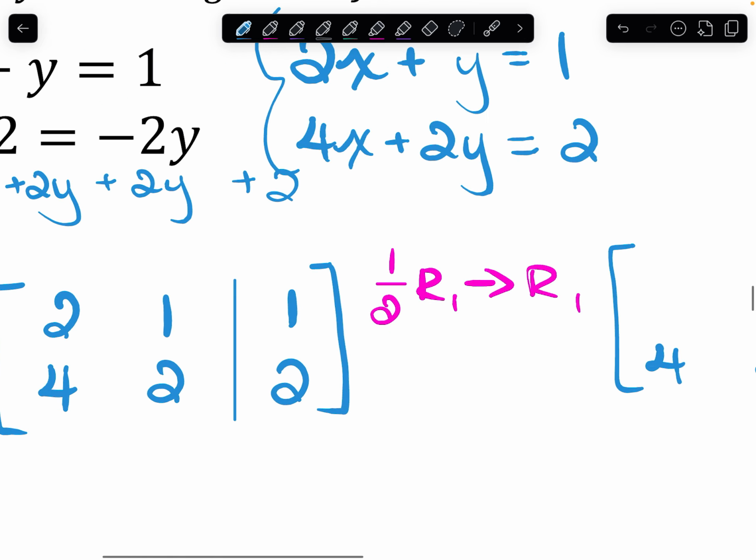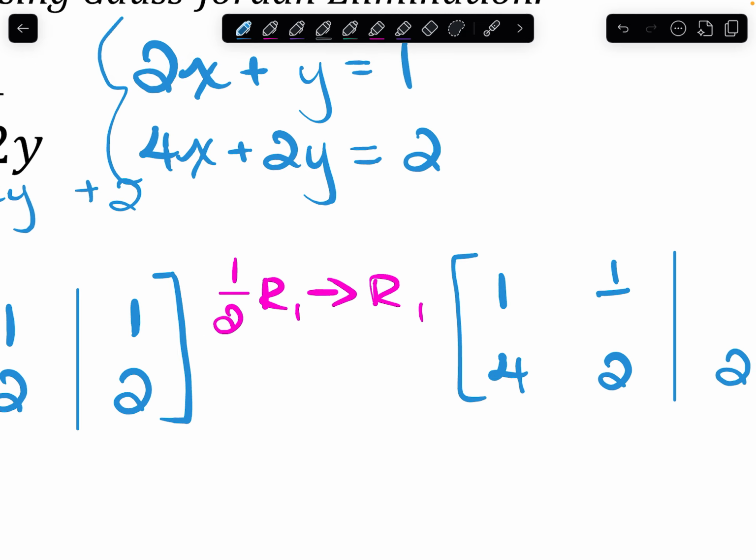All right, 1/2 times 2 is 1. And then 1 times 1/2 is 1/2. And then another 1/2.